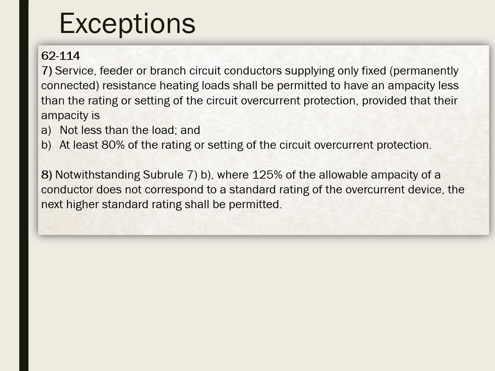This means when we're sizing the conductors for a heating circuit, the conductors must at least take the full ampacity of the circuit itself, and it must be at least 80% of what the breaker size is. Subrule number 8 says that where the allowable ampacity of the conductor does not correspond to a standard overcurrent device rating, then we can use the next size up. But beware with that because we still need to maintain that 80% between the conductor and the overcurrent device.